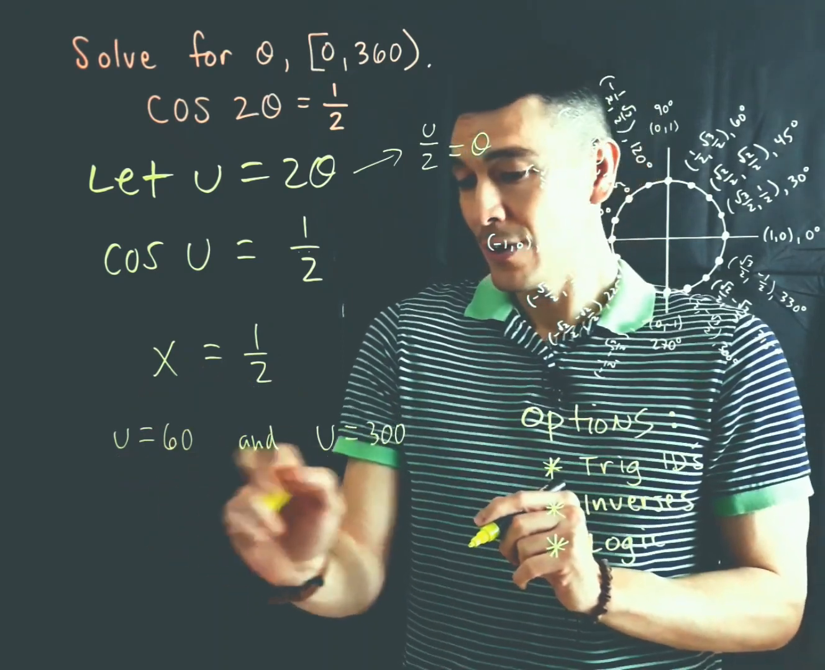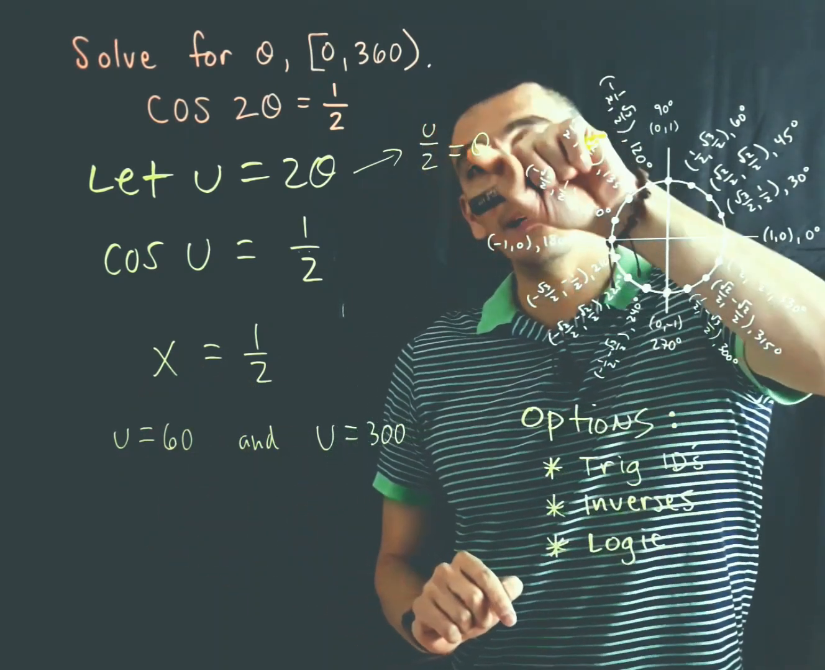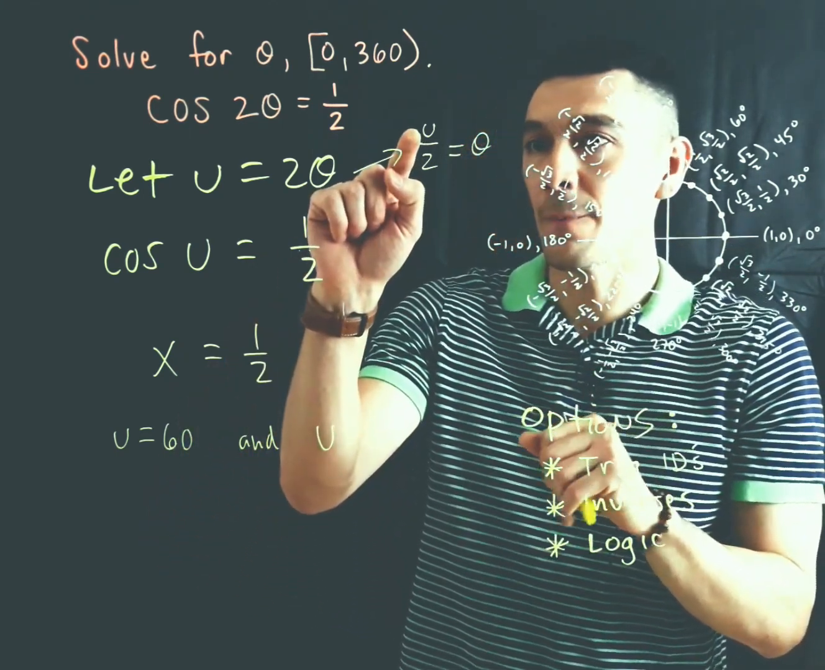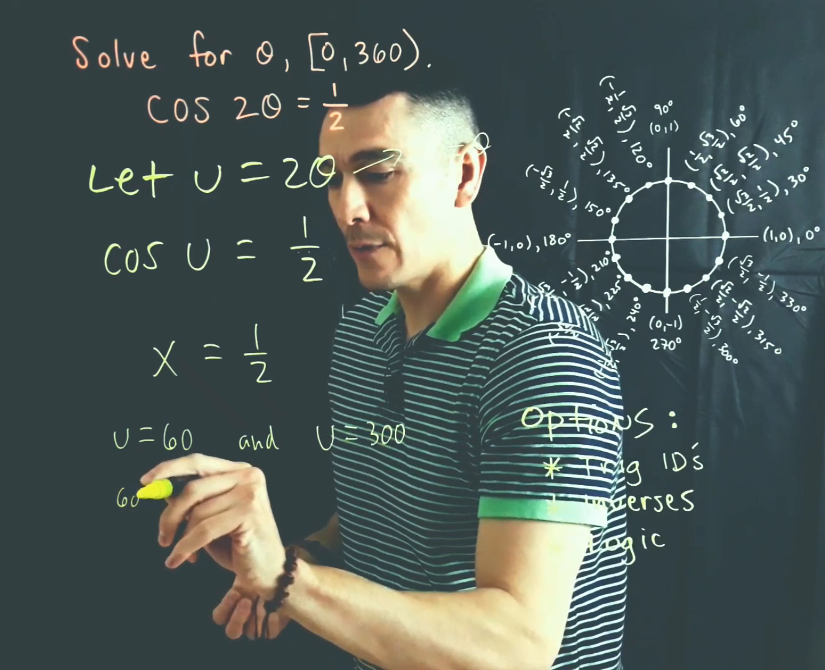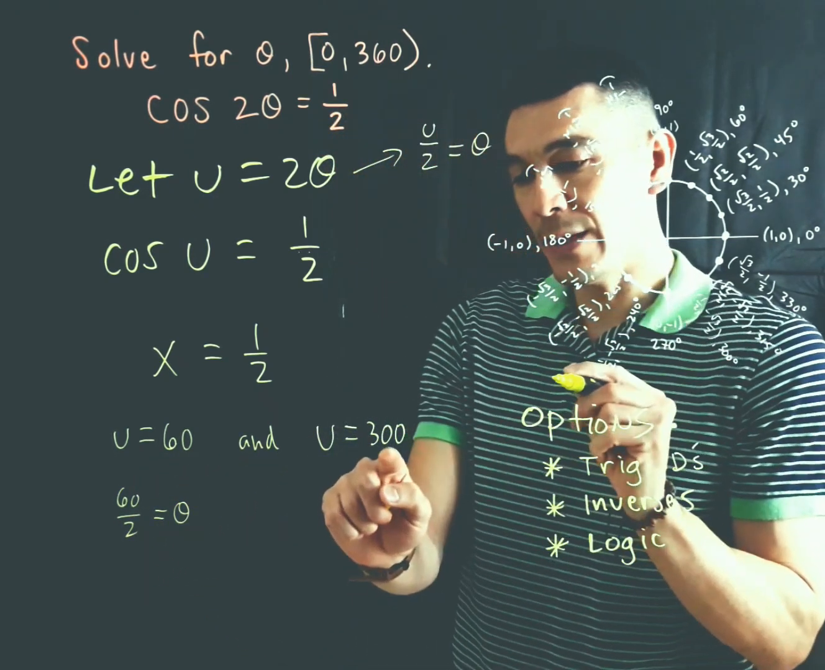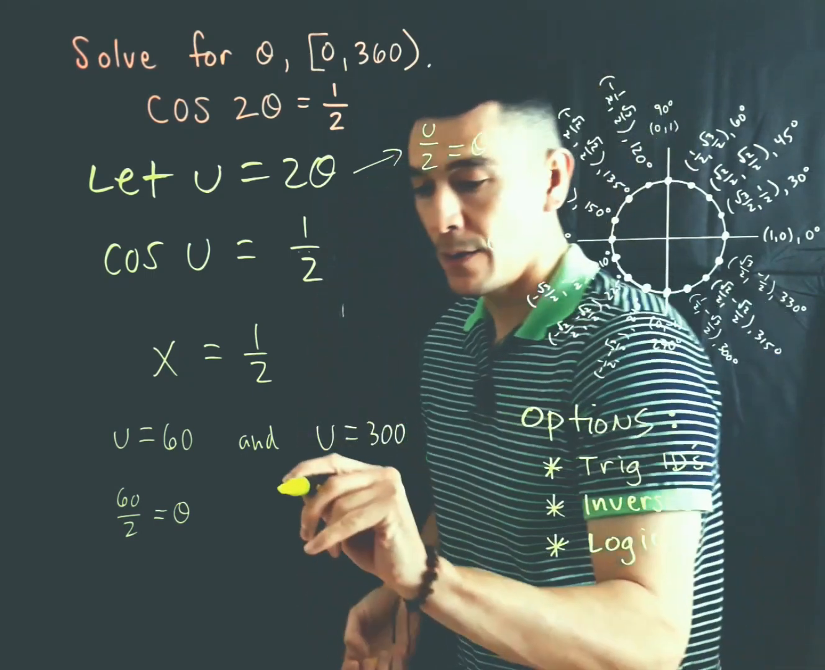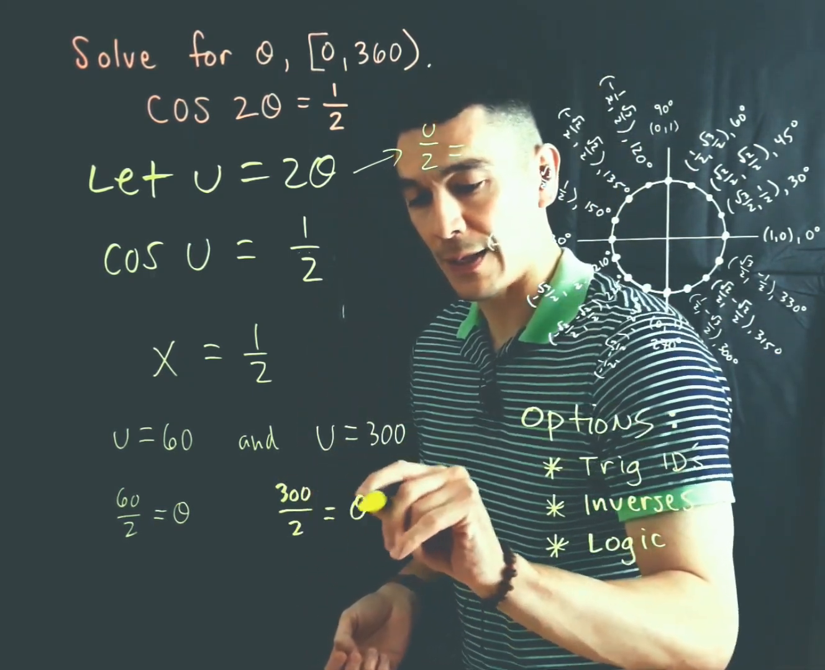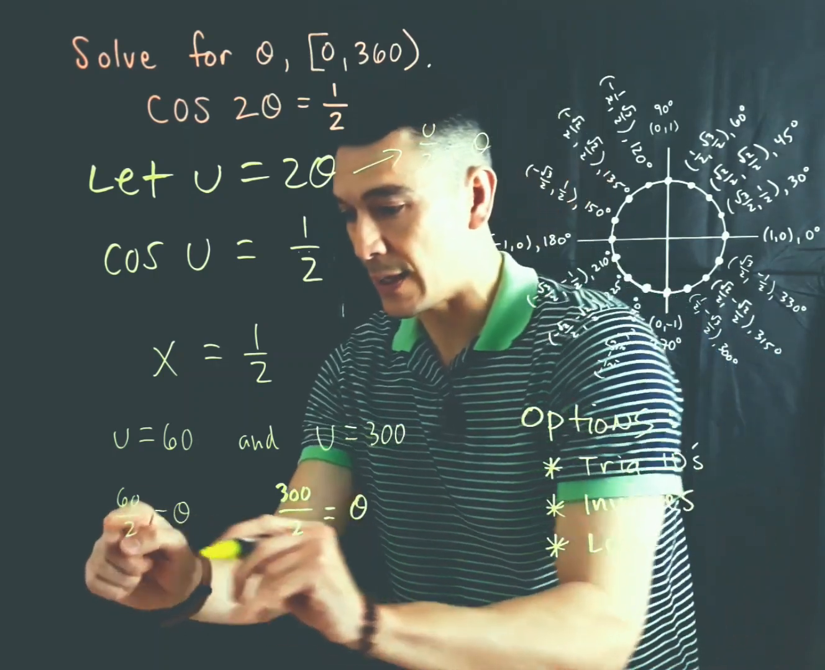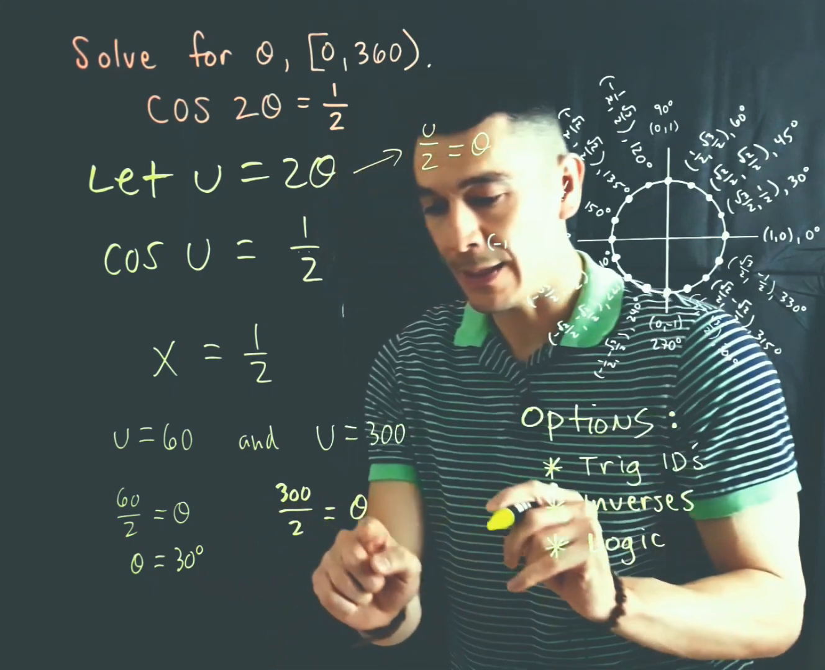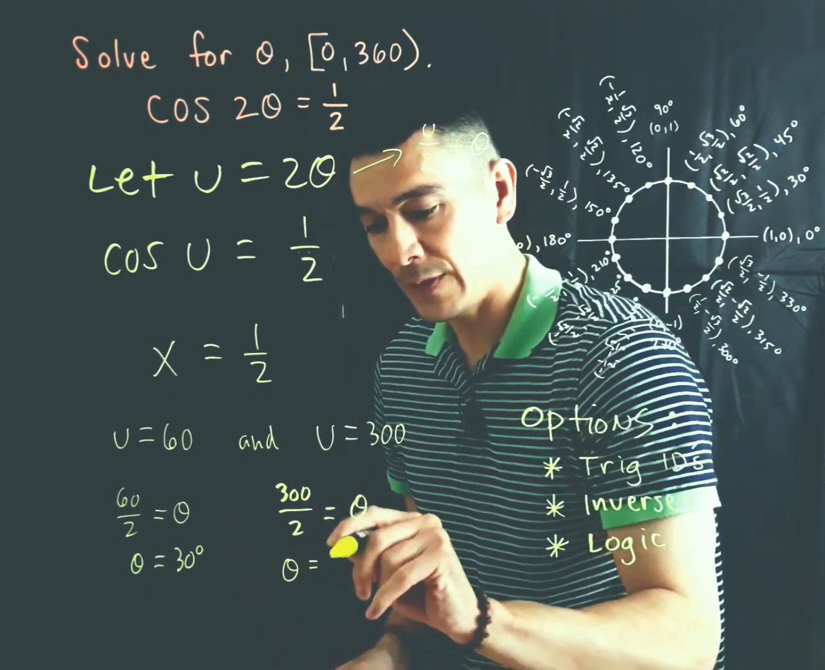Now that you know u, plug them in here to find theta. So let's take 60 and drop it in right there. So that would be 60 over 2 equals theta. Drop in 300 right there as well. 300 over 2 equals theta. So this is what? Theta equals 30 degrees, and theta equals 150.